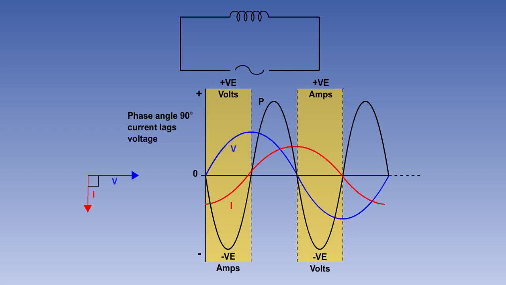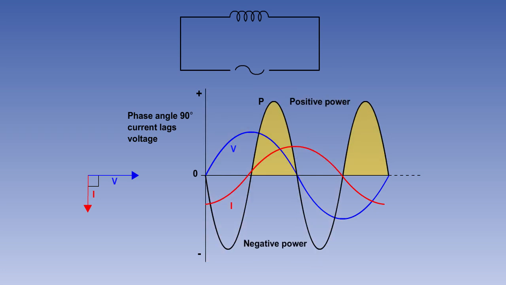This is because whenever the voltage and current are on opposite sides of zero, we have a positive multiplied by a negative, which gives a negative. The positive areas represent power given to the circuit to generate the magnetic field, and the negative, power returned by the back EMF.